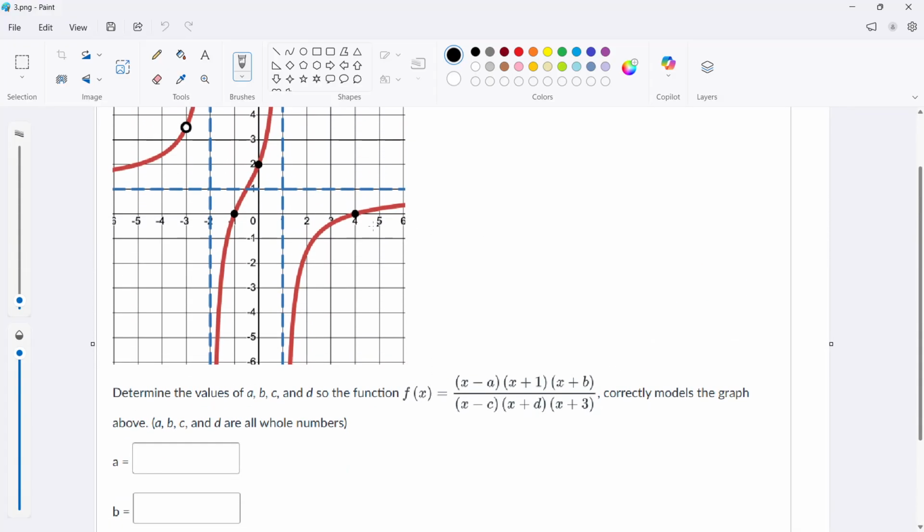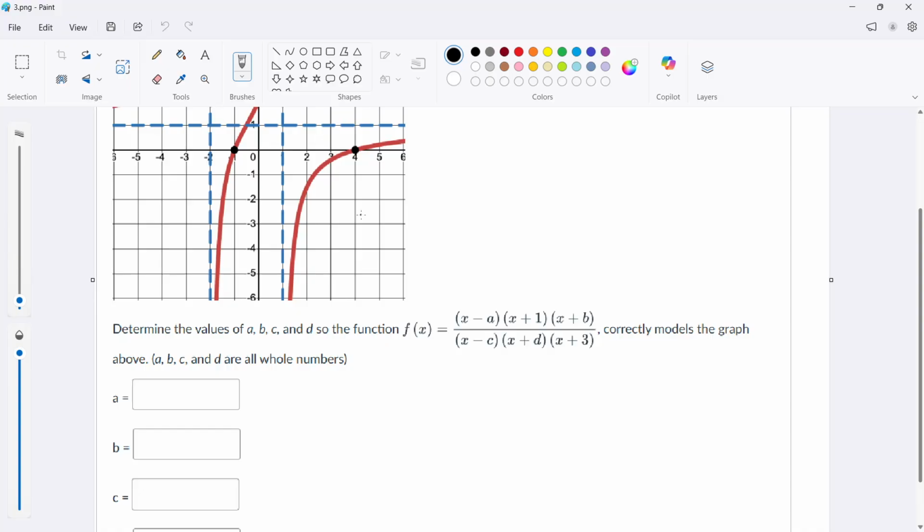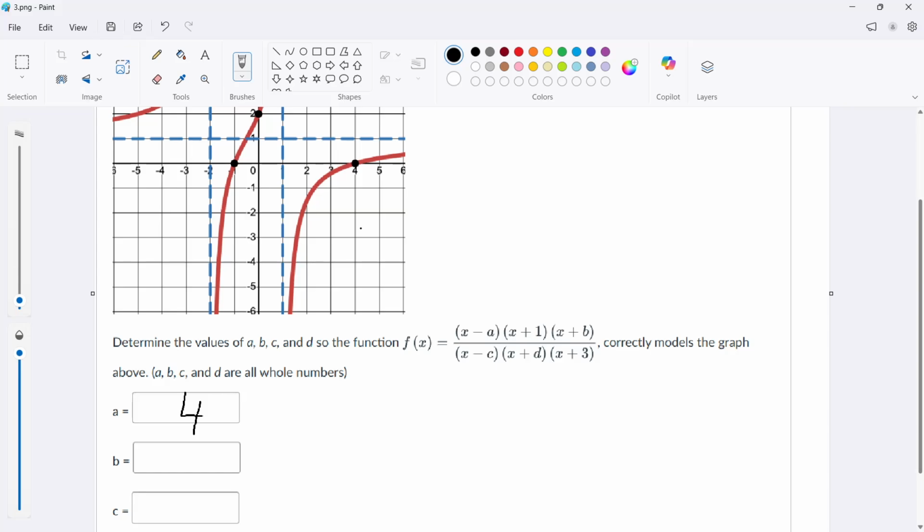The x-intercepts are at 4 and negative 1. So at 4 it would be the opposite sign, so it's x minus 4. So a is 4. And then negative 1 would be x plus 1, and there it is. So this is x minus 4 times x plus 1.